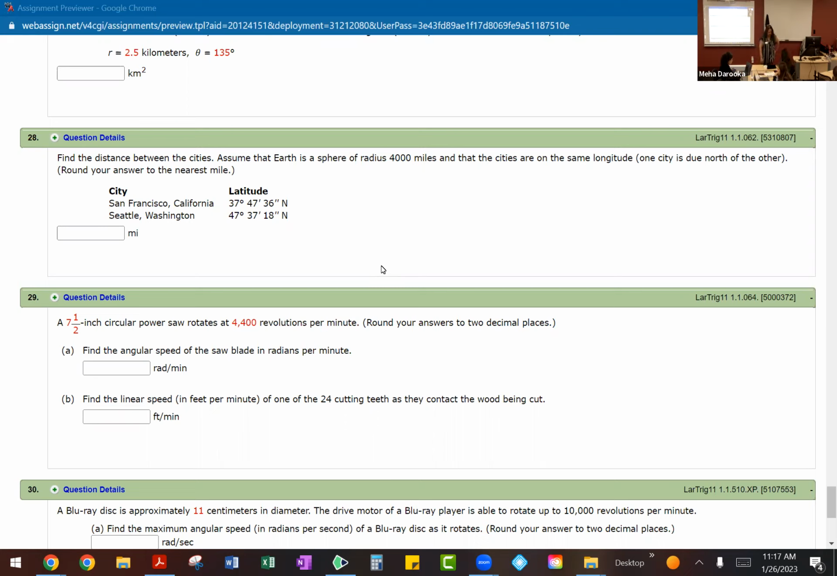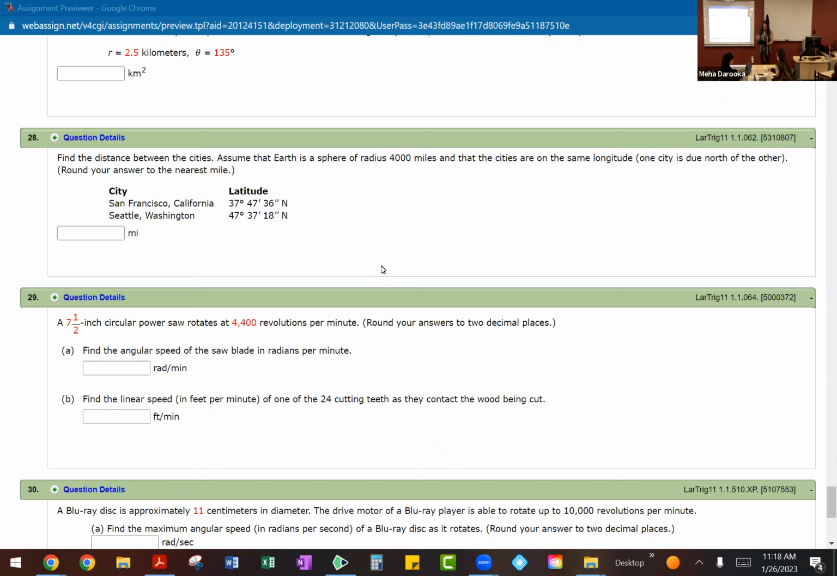So the distance we're finding is between San Francisco and Seattle. You can see the latitudes for both of them. San Francisco is 37 degrees, 47 minutes, 36 seconds. Seattle is 47 degrees, 37 minutes, 18 seconds. So basically you're treating this like you're finding the arc length, using S equals R times theta, the formula for arc length. The idea is we need to figure out what the R and theta are going to be so we can find the S value.